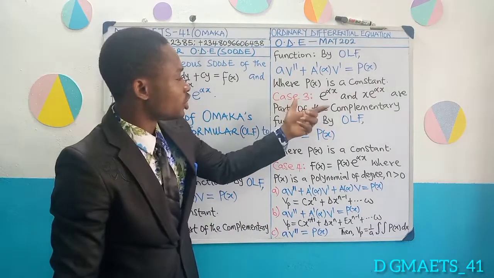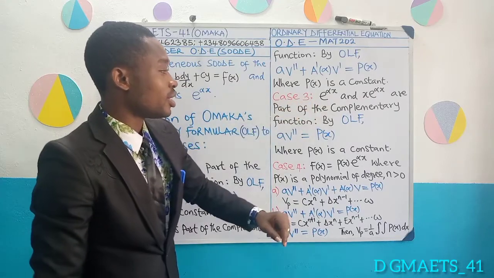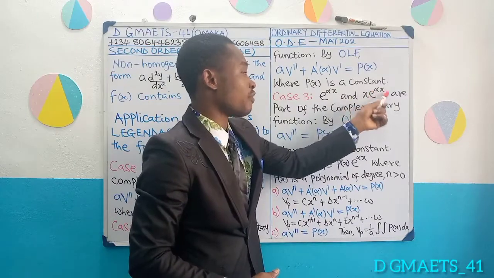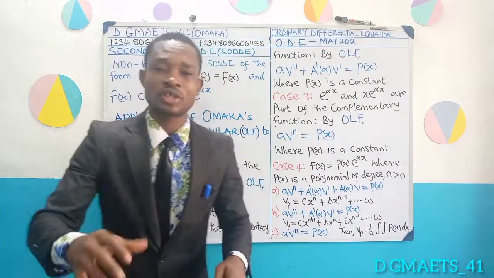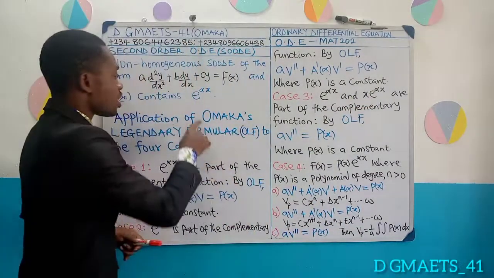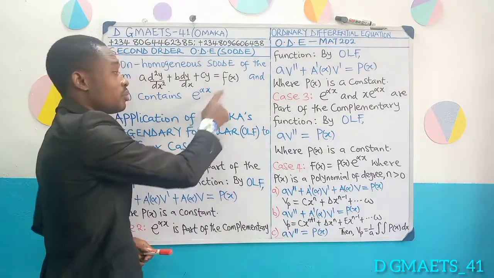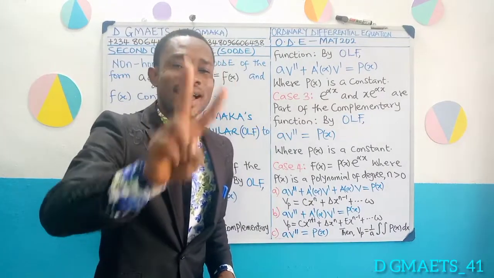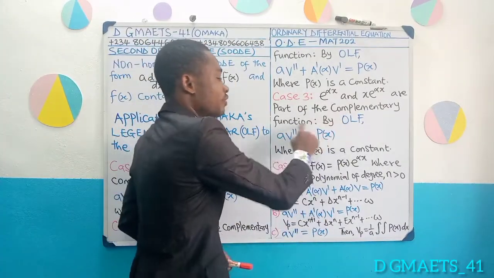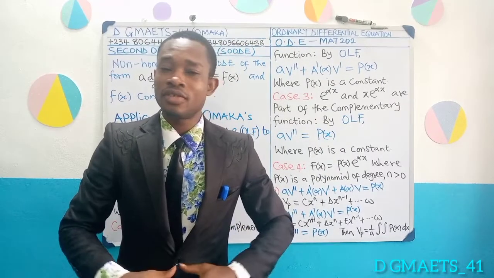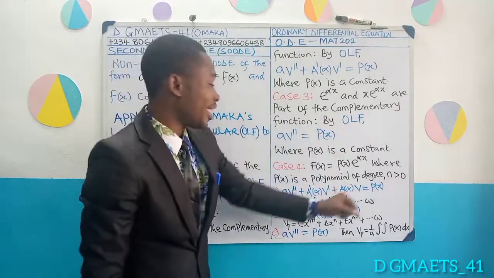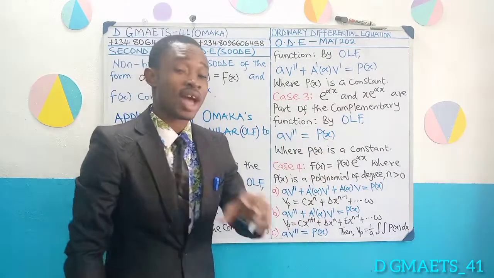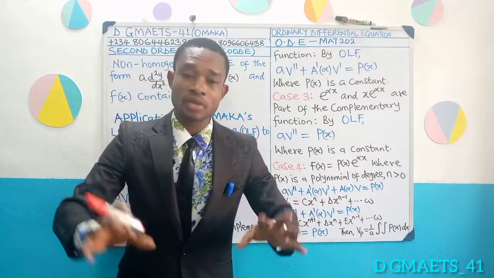Now let's move on to the next case, case 3. This is a case where exponential alpha x and x exponential alpha x are part of the complementary function. What does that mean? It simply tells us that the exponential term in the f of x of the non-homogeneous second-order ODE appears 2 times in the complementary function. Going by Omaka's Legendary Formula, the formula is going to take the form A V prime prime equal to P of x. And once again, our P of x here is a constant.